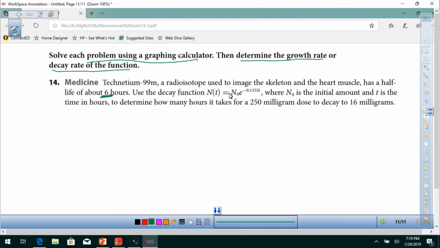All right, use the decay. Oh, so we got N sub T equals N sub 0 e to the negative 0.1155 t, where N sub 0 is the initial amount, and t is the time in hours. How many? 250 milligrams. So we're going to take out this N sub 0, and we're going to put 250 in there. And we want to know how long it takes to decay to 16. So we're going to put 16 in there. All right. So we look like we got some good stuff here.